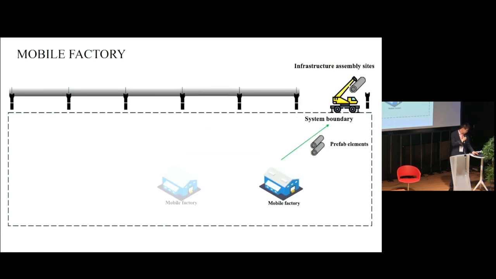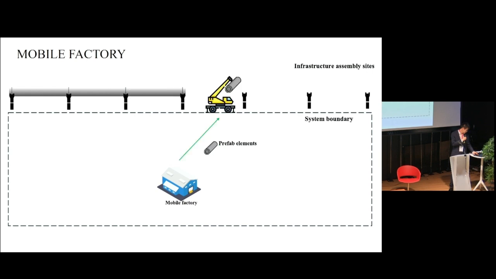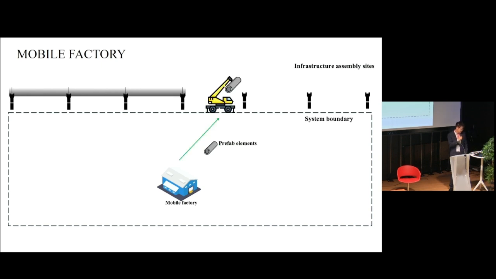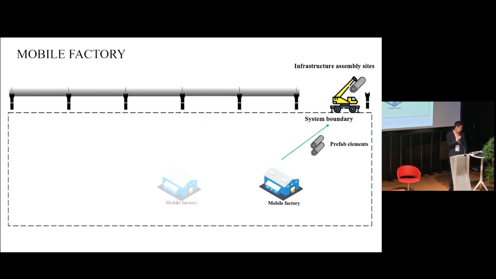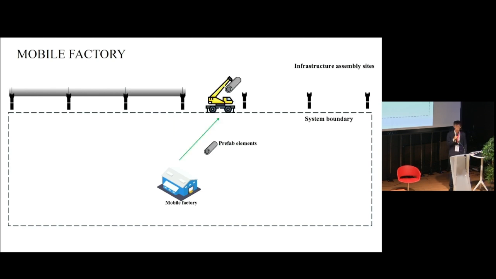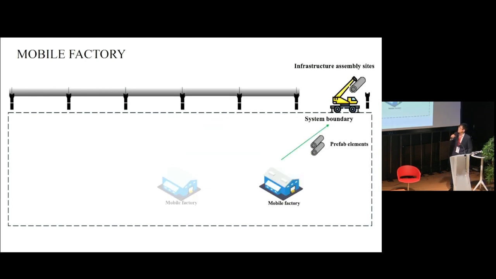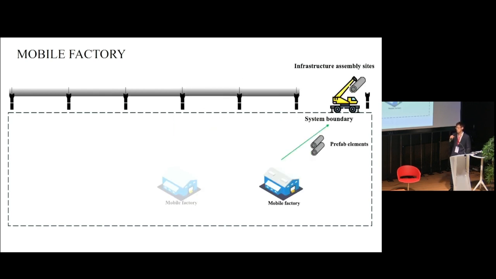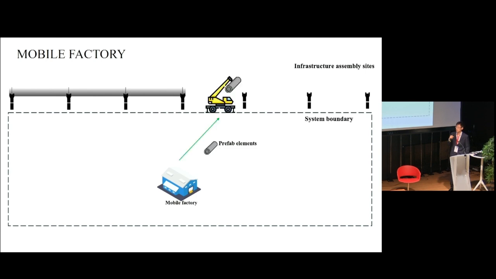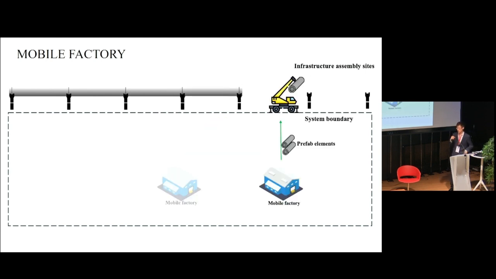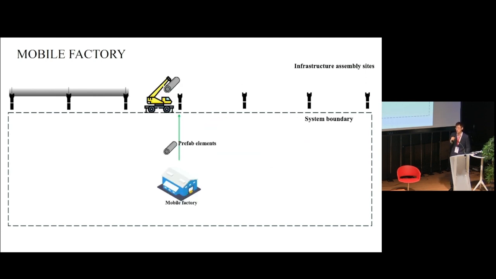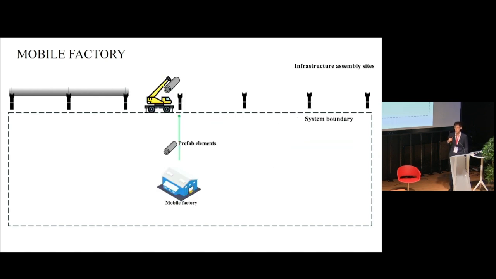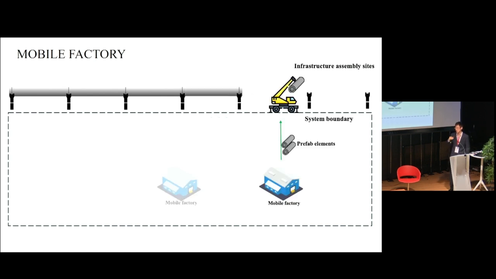So this is a small animation I created. You see the factory can move to a different place. And so the question we're facing here is, where do we locate the factory along the infrastructure project, when do we move the factory, and where should we move the factory? And also, in case the production happens inside the factory, we also need to determine how many production lines we are going to run inside the factory to determine the productivity rate.